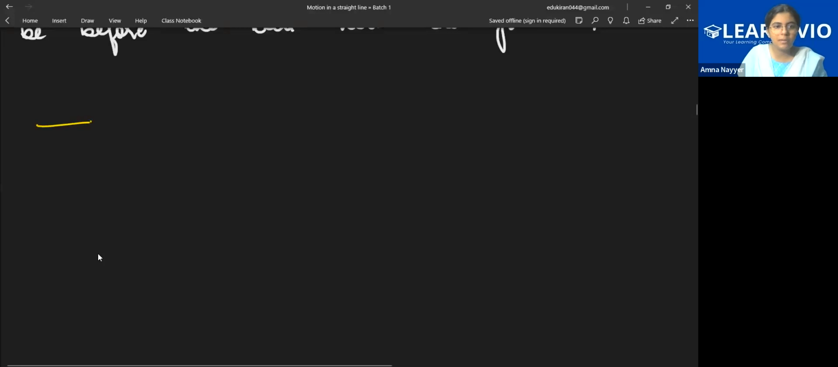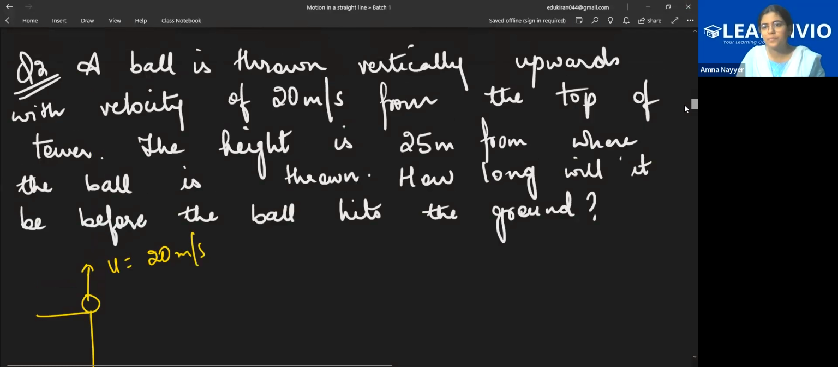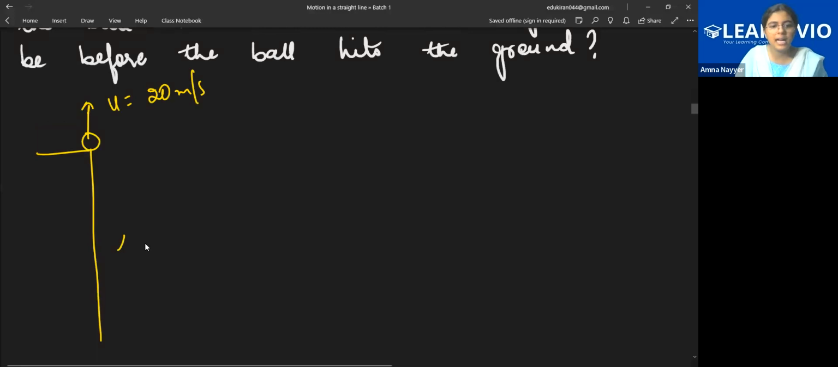Please stop writing now. Just listen carefully. Please stop writing. So this is a ball. Initial velocity is 20 meter per second. Height is 25 meters.